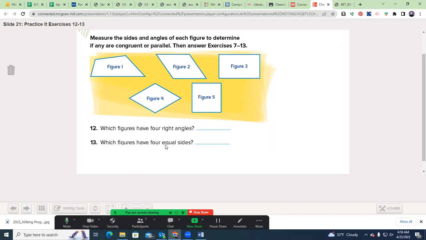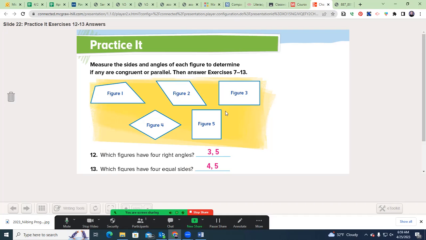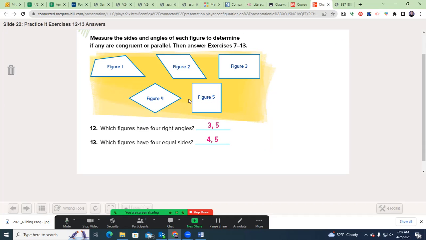We'll go ahead and do 12 and 13. Go ahead and pause the video. All right, welcome back. Let's see how you did. Which figures have 4 right angles? 3 and 5. Which have 4 equal sides? 4 and 5. So that's always important to tell, because as we go through here, we'll be using this information to identify the different shapes.